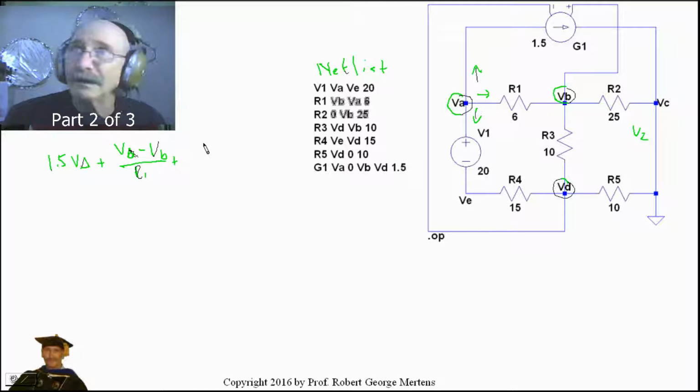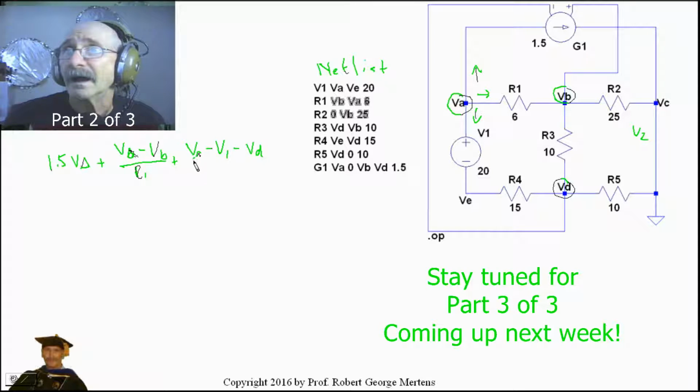Plus VA. Now we've got a little problem here. We're going to say this is V1 minus V1 because we're going from positive down to negative. We're subtracting a voltage, minus VD, all divided by R4. This is all equal to 0.